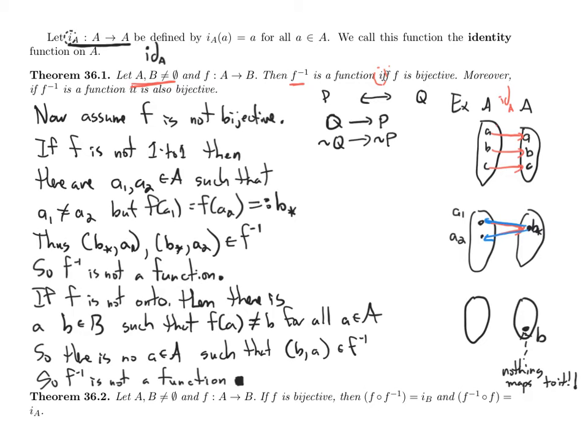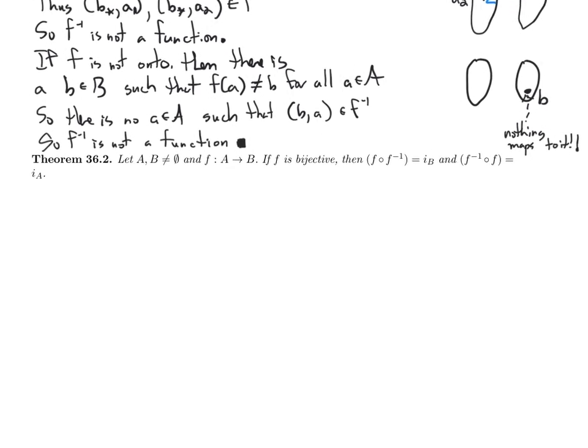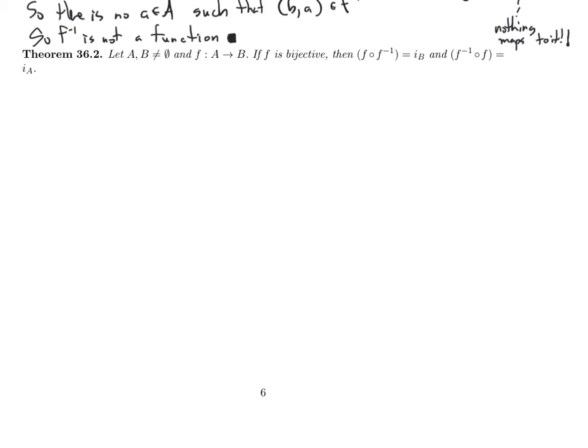Now, we talked about this identity notation. The reason we did is because we want to look at the idea of composing a function with its inverse. And what happens, basically, is nothing. It just ends up being the identity function on either A or B, depending on where you start. So let's prove that now.